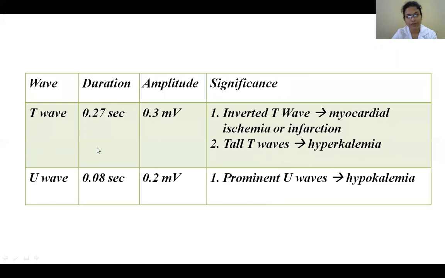Now U wave, the duration ranges from 0.8 seconds and the amplitude is 0.2 millivolts. The prominent U waves are usually seen in hypokalemia. So the first question is answered: what are the different causes of PQRS, P wave, QRS complex, T wave, and U wave?